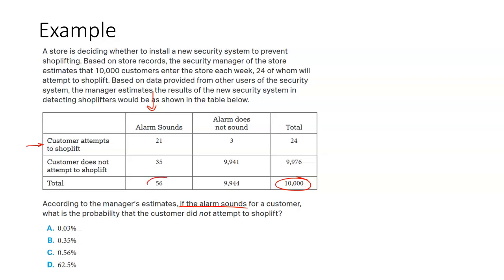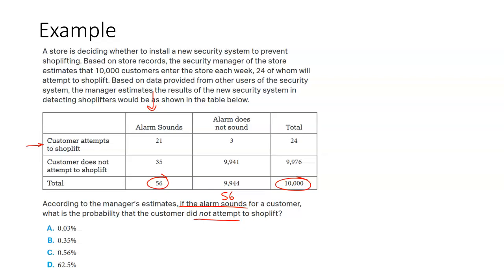56. Okay? So if the alarm sounds, which happened 56 times, for a customer, what is the probability that the customer did not attempt to shoplift? So how many times did someone not attempt to shoplift of the times that the alarm sounded?